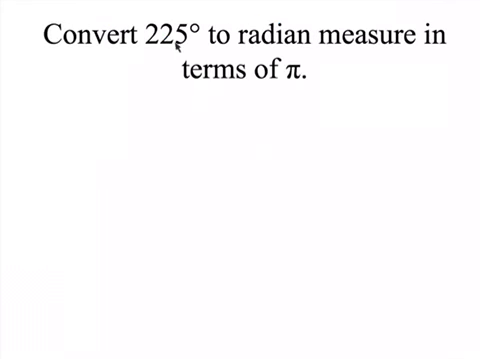So we're going to convert 225 degrees to radian measures in terms of pi. So in order to do that, we're going to start with 225 degrees. We're going to multiply that by a fraction. Now, if I want to turn it to a radian, don't I want pi on top? Because all radians have a pi on top. Okay. And what degree matches 180? Sorry, what degree matches pi?